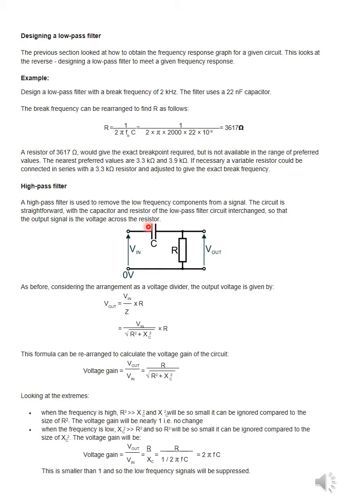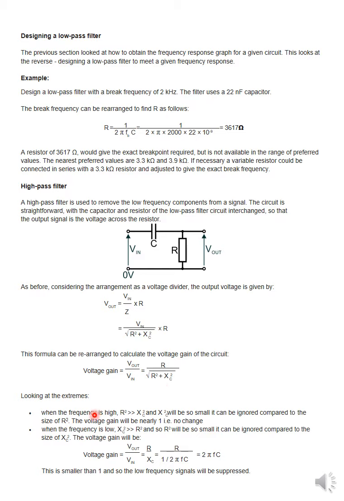Now what is a high pass filter? As I told you, a high pass filter is used to remove the low frequency components from the signal. The circuit is straightforward. If you see, the capacitance and resistance interchange their places, and the equation will now be V out equals V in divided by Z into R. So now R is here, and Z remains the same in both conditions. So the voltage gain will be R divided by the square root of R squared plus Xc squared.